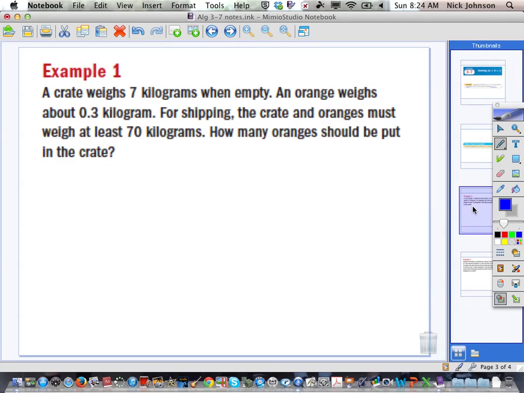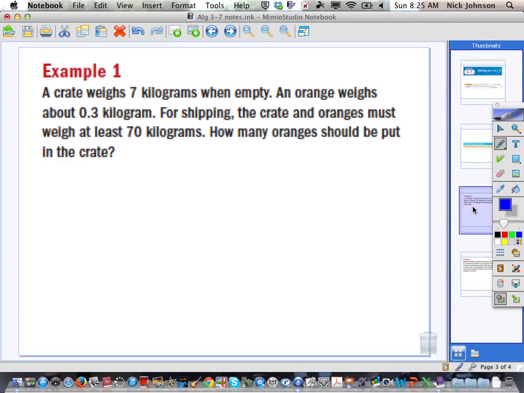Example 1 says, a crate weighs 7 kilograms when empty. An orange weighs about 0.3 kilograms. For shipping, the crate and the oranges must weigh at least 70 kilograms. How many oranges should be put in the crate? Now, what you may want to do is read that over again. Sometimes it helps if you read it twice, read it 3 times. Just don't go skimming through it, okay?